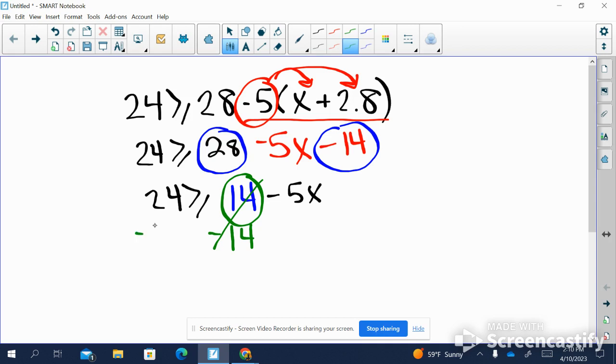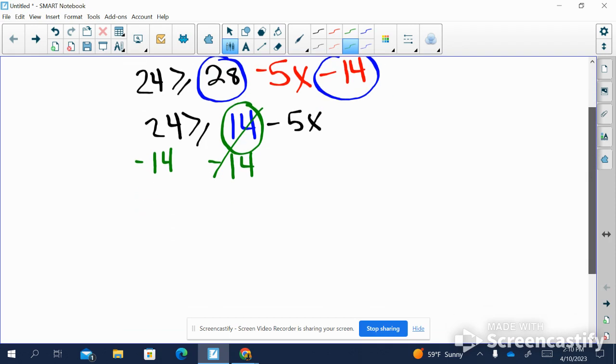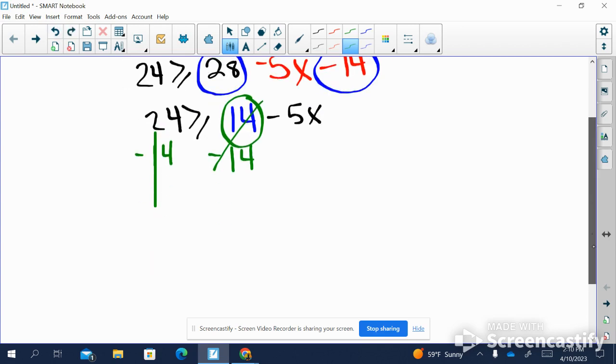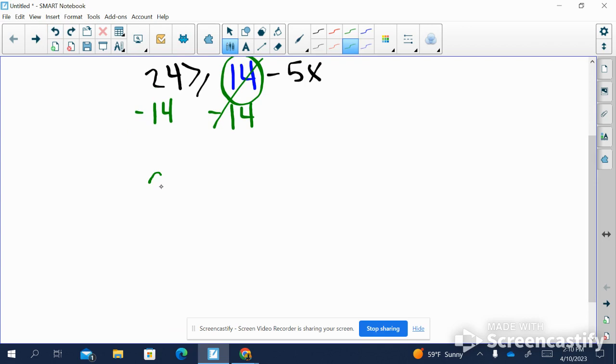But what you do to one side, you do to the other side. This is the subtraction property of inequalities. So when I take away 14 from 24, I get 20. So 20 is greater than or equal to, now I'm going to bring down -5x, because that minus sign is going to act as a negative.